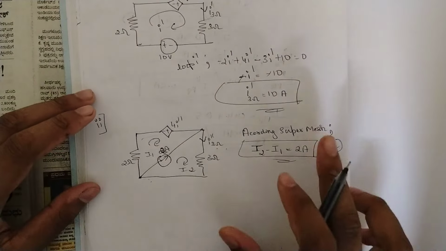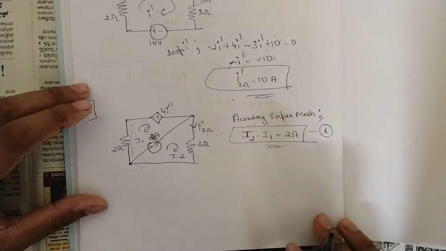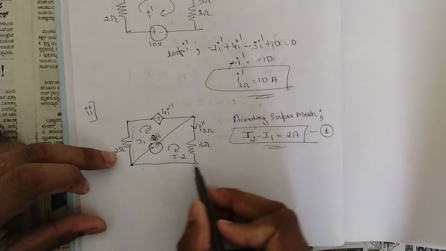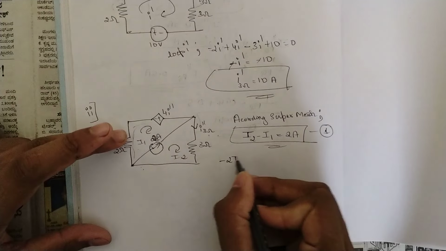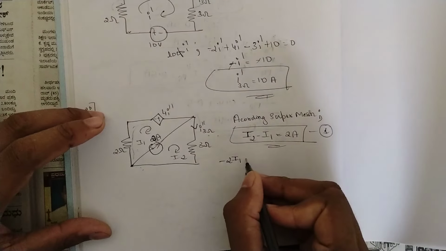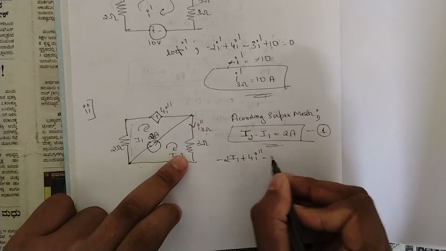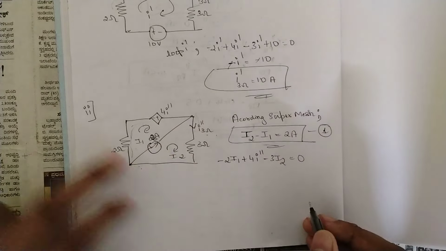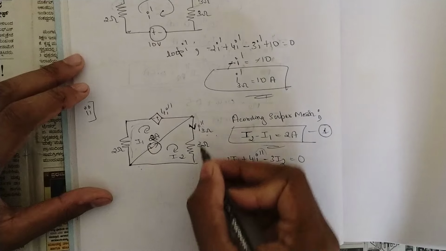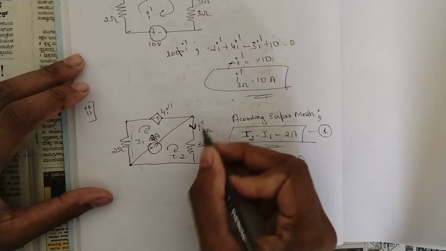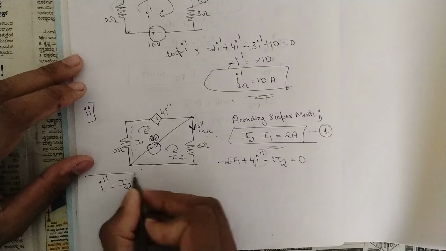Now since we have one super mesh, you should be considering one complete loop first. For that super mesh, apply KVL and write this equation. That is, consider this as one complete loop. Start from this 2 ohm, that is minus 2 into I1, since this 2 ohm is in the I1 loop. Then we have plus 4 I double dash, and then we have minus 3 I2 equal to 0. And now what is the value of I double dash here? If you observe carefully, this I double dash is flowing through the I2 loop. So that's how we can conclude one more statement, that is I double dash is equal to I2. Okay, keep this as it is.